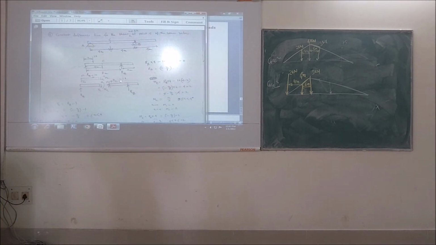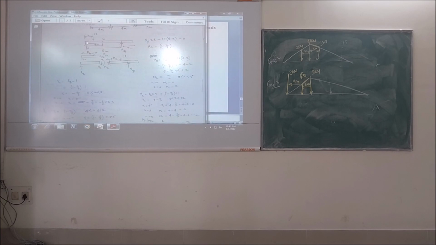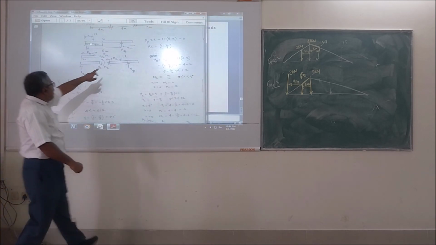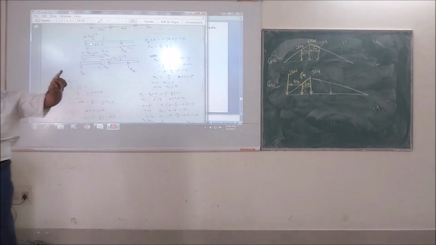Right? Once you find out RA and RB, you are going to have two cases. Okay? One case will be from 0 to 4 meter, just left of C. And then beyond C, you can go up to this or you can go up to this, depending on your bending moment condition.